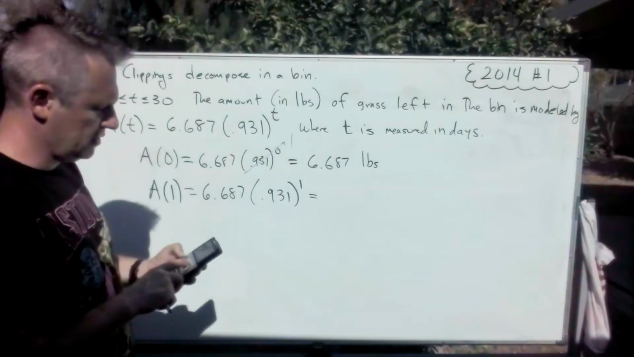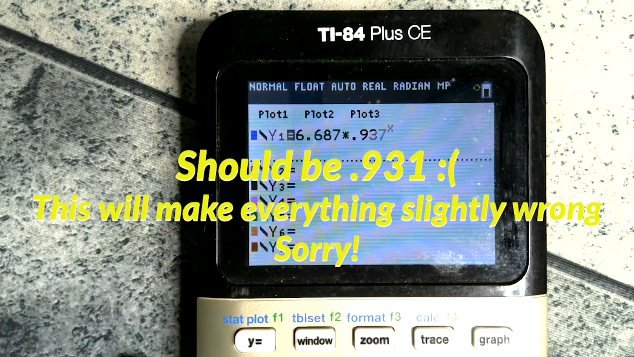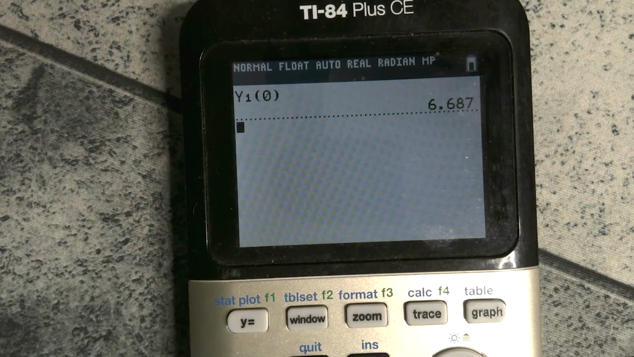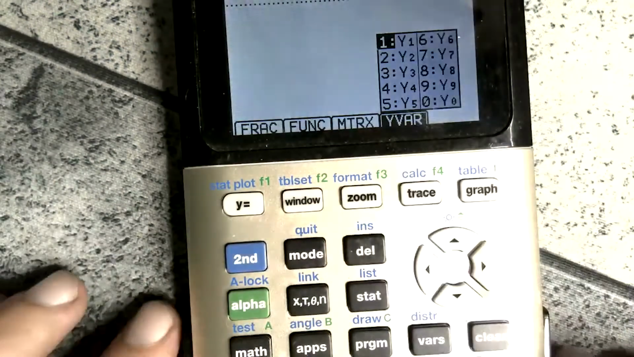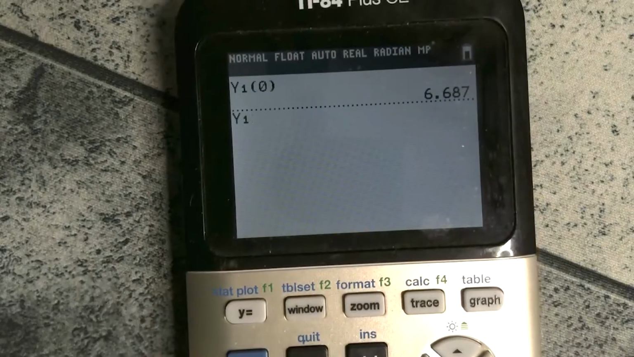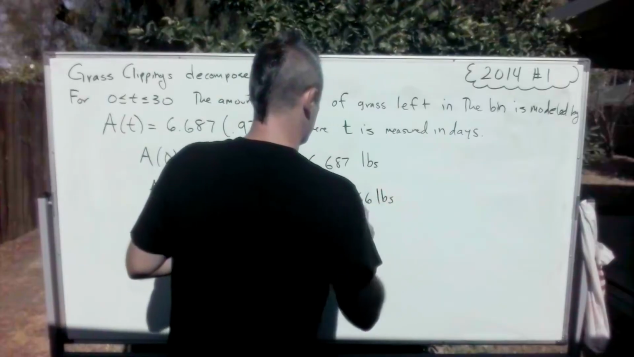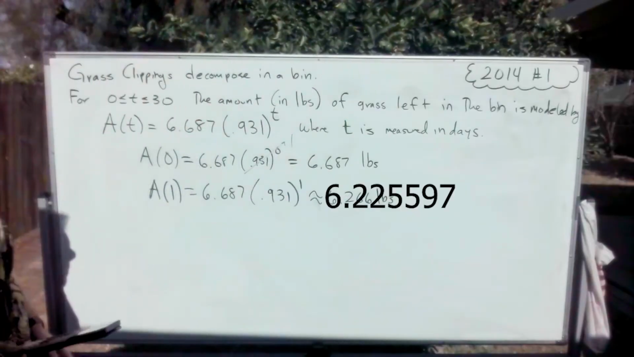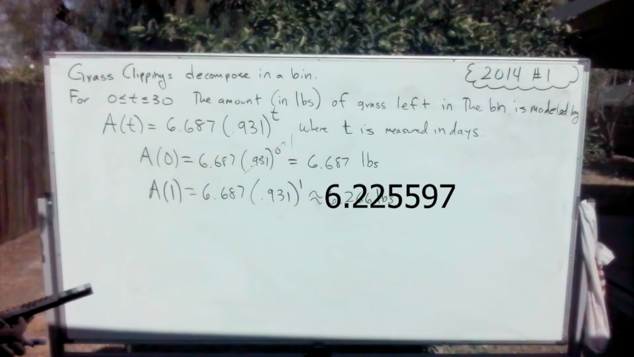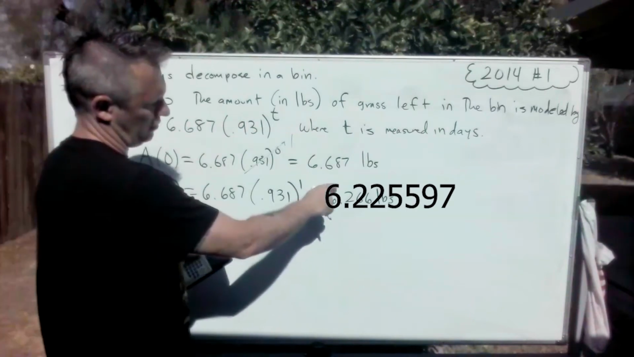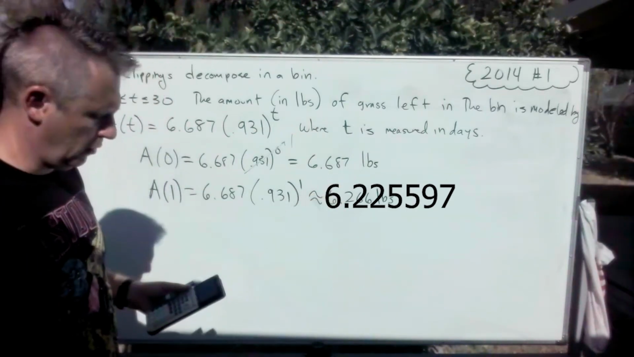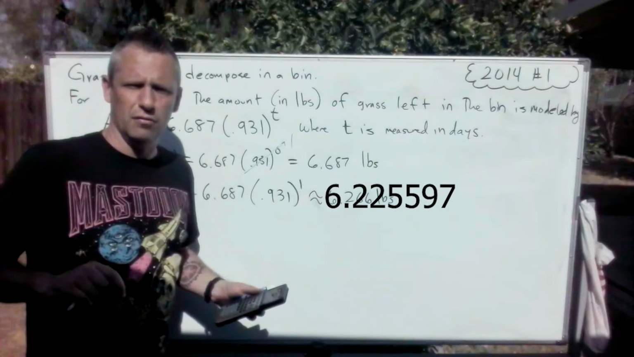I'm going to go ahead and check this out, and there's a little trick for doing this that I'll show you. Since y1 is the name of my function in my calculator, I can simply ask the calculator what y1 of 1 is. And the answer is approximately 6.266 pounds. So note that after 1 day I have lost not a lot of clippings, actually.